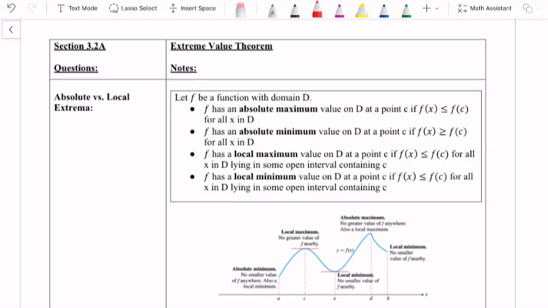Hey everyone, in this video we're going to talk about section 3.2a, which will introduce our third and final existence theorem, the extreme value theorem. So this video will introduce the theorem in terms of pre-calculus concepts, but in 3.2b we'll connect it back to calculus. So first let's talk about absolute and local extrema.